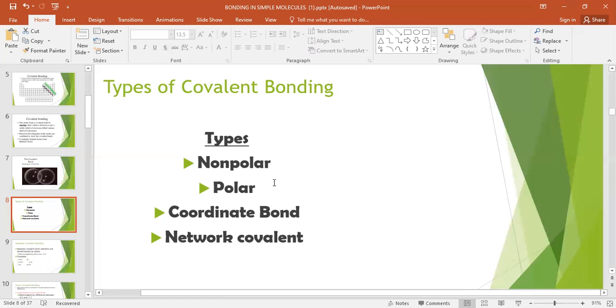Now, unequal. Come on here. Unequal sharing is why we call it polar. Unequal sharing. Hydrogen, how many electrons? As we did before, one.